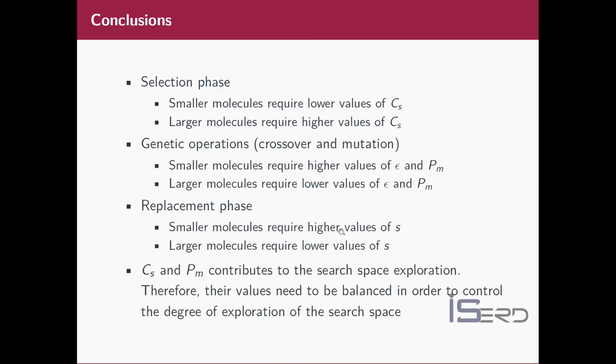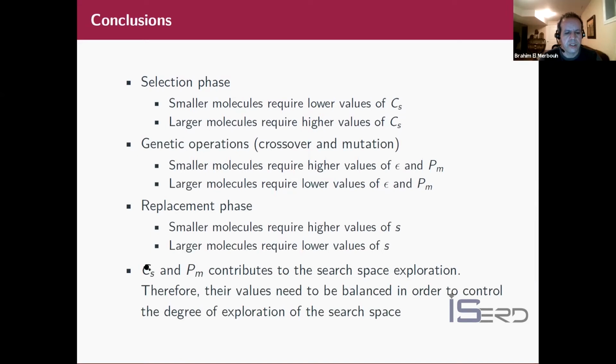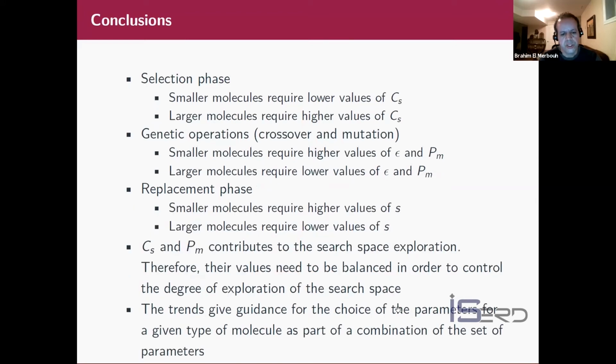So the main finding of this study was that crowd-in selection size and the probability of mutation need to be balanced in order to control the degree of exploration of the search space, in order to avoid problems in the algorithm like premature convergence or slow convergence, for example. Those trends, just keep in mind that they give guidance for the choice of the parameters for a given type of molecule as part of a combination. So we have to choose all the parameters as a combination, not only one parameter at once.